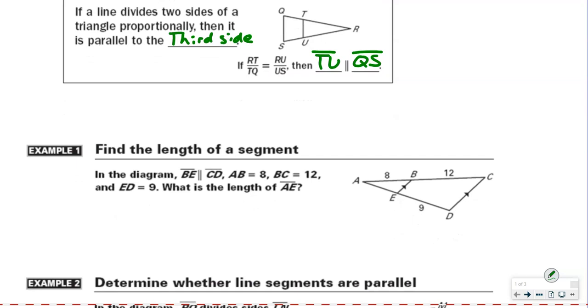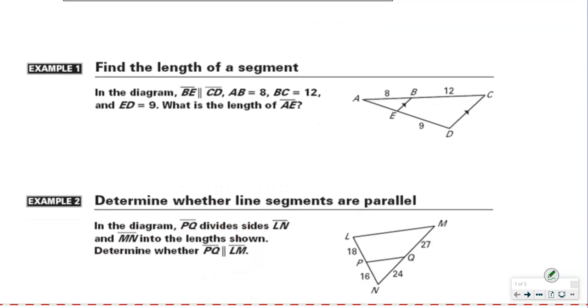So let's put this into practice. Find the length of a segment. In the diagram, BE is parallel to CD. All right, we see that those are parallel. And we know AB equals 8, and BC equals 12, and ED equals 9. We need to find the length of AE. Well, because we know BE is parallel to CD, I know that our sides are divided up proportionally.